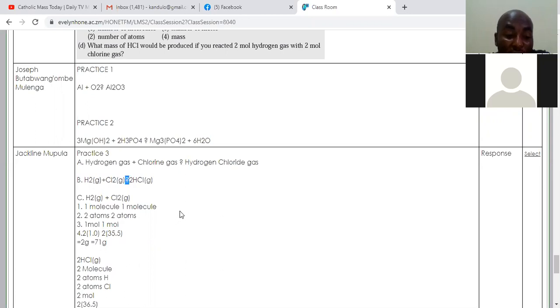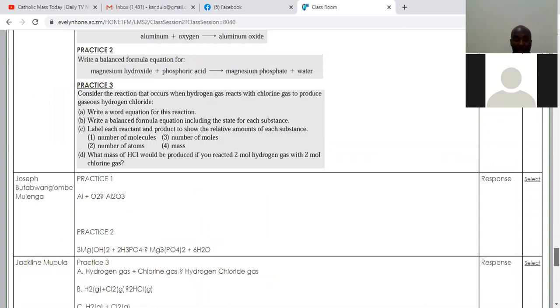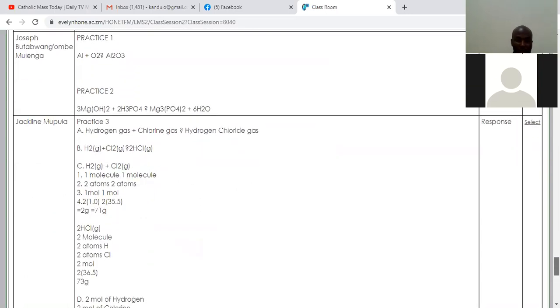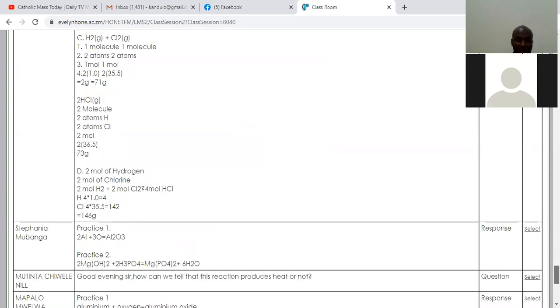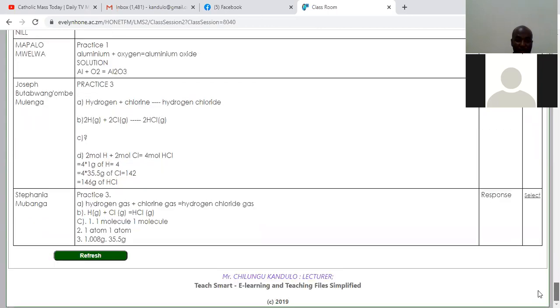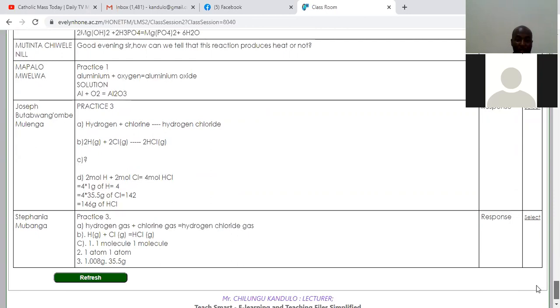So what you get as the total mass is that much. So you have done very splendidly. You must keep up. So this was Jacqueline. Terrific work. Mapalo, terrific work.